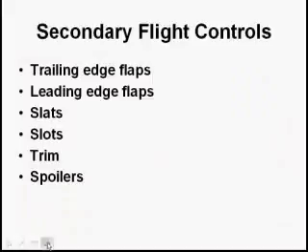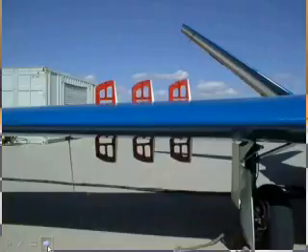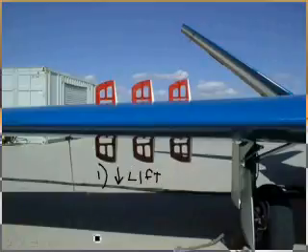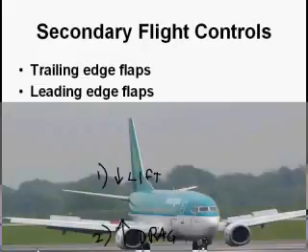Spoilers and speed brakes. Spoilers, you're generally going to find, are going to be on the wings, and they're there to do two things. One, they reduce lift, and two, they increase drag. They do both simultaneously. They kill the lift and they increase drag.